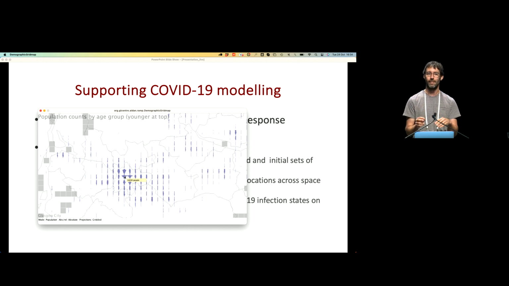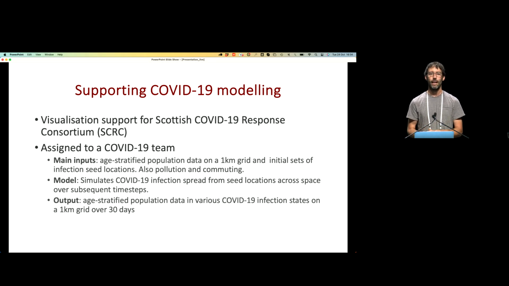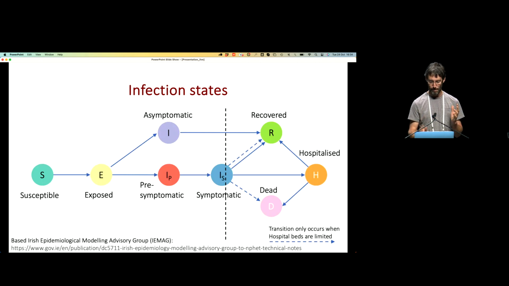And the model used this data, where different ages of people had different COVID susceptibilities, and other data to try and model COVID spread. And the output was daily data of how population in each grid cell was partitioned amongst different susceptibility states. So at the start, all the population was susceptible. And then if they got exposed to COVID, they could be symptomatic or asymptomatic. And they could go through various stages, most recovering, some being hospitalized, some unfortunately dying. So the output was, again, grid-based data.